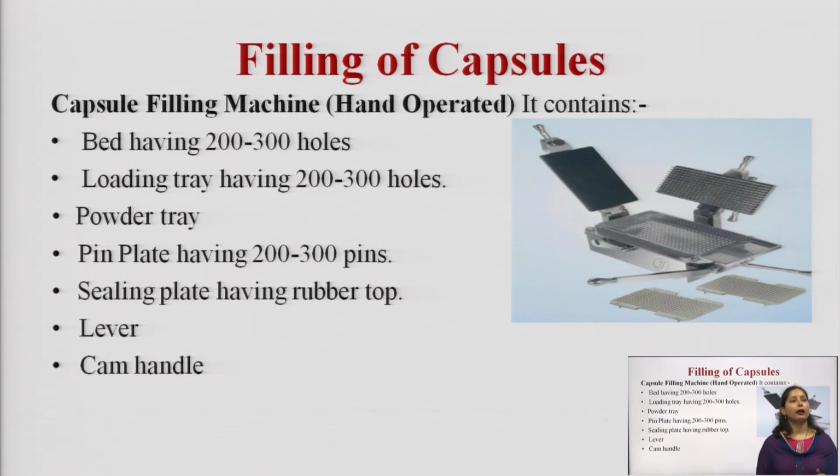Next method is the hand operated capsule filling machine. It has the following parts. First is the bed, which has 2 to 3 holes. Then the loading tray, where the empty hard gelatin capsule shells are placed. Then a powder tray, for placing the powder medicament over the capsules for the filling purpose. Then the pin plate, which has 200 to 300 pins to ensure the proper filling of the powder into the capsule body. Then the lever and the cam handle, which help in performing the operation.